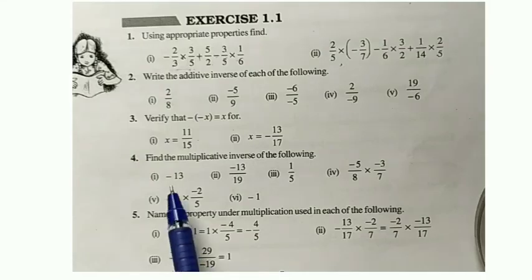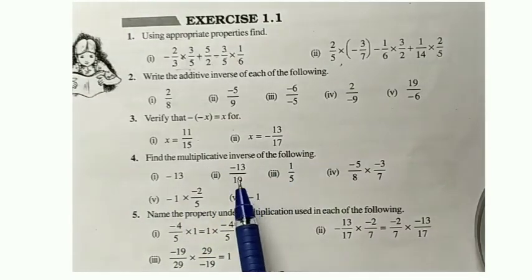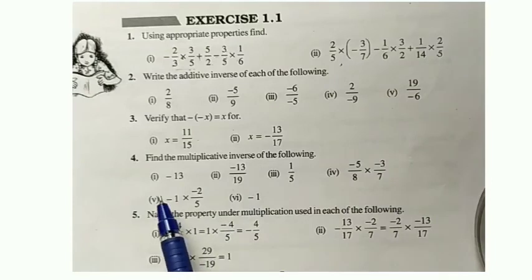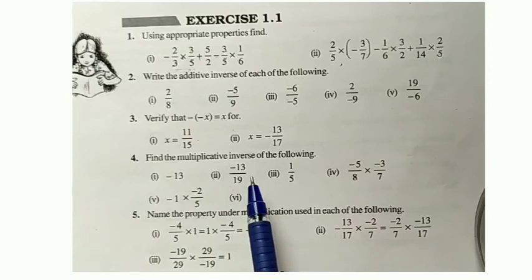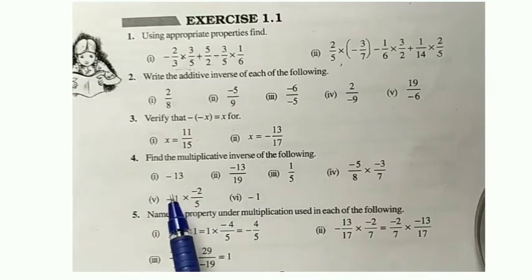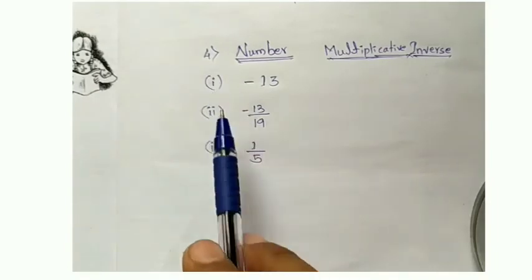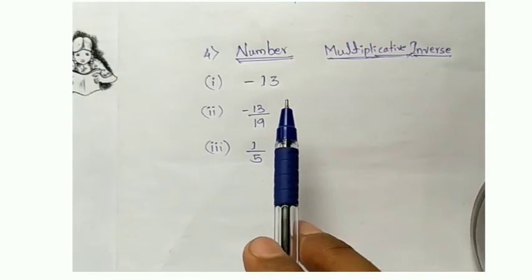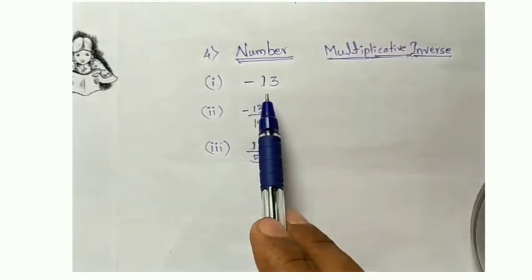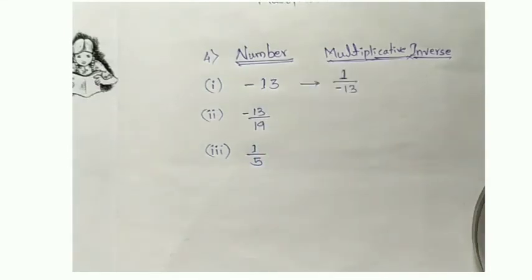Now the fourth question, find the multiplicative inverse of the following. It is very simple, you have to write the reciprocal terms. So let's write here: the first three terms I will do the multiplicative inverse, and the other three you have to practice. Here in the fourth question, the first one, minus 13 is there. It is very simple. How do we take the reciprocal? If nothing is in the denominator, 1 is always there. So it will be 1 by minus 13.